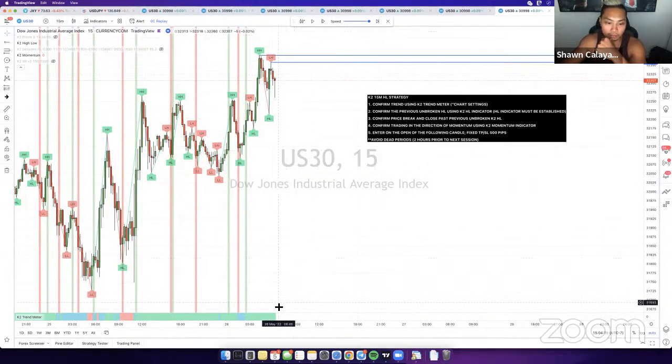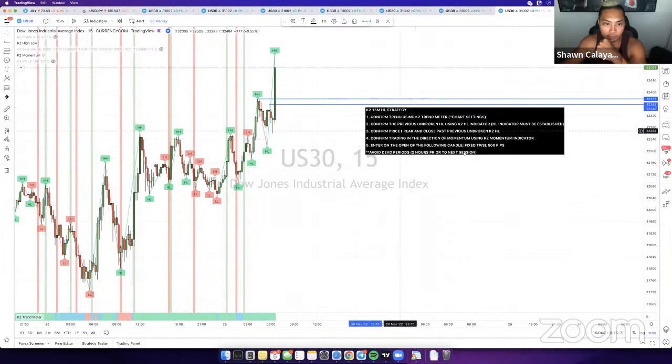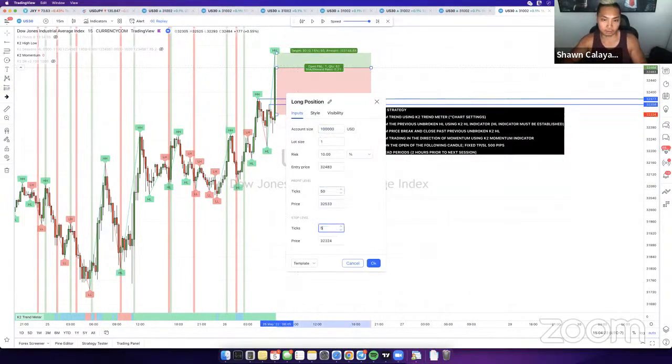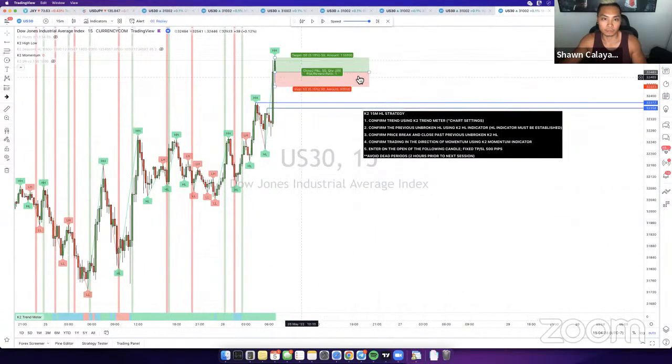So we have the trend meter green. We're looking for a buy. We confirm the unbroken highs right here. Want to confirm price breaking and closing past it. This candle right here breaks and closes past it. You confirm you're trading the direction momentum, bullish signal right there. You take a long position right here. Same thing, 500 pips. And there you go, full TP again right there.